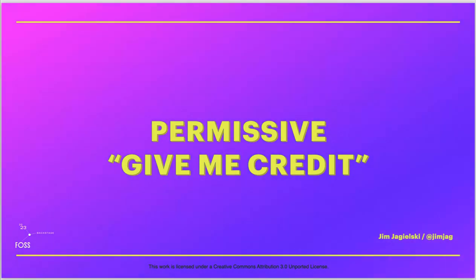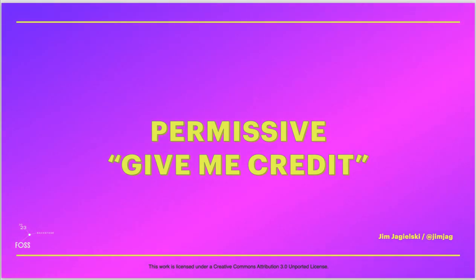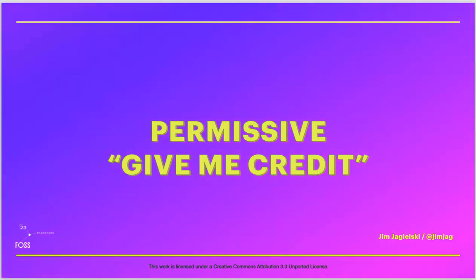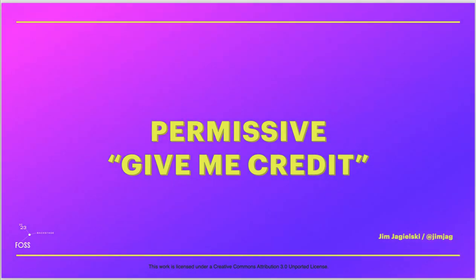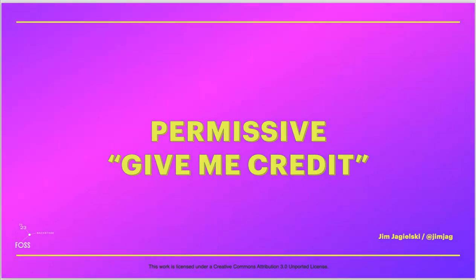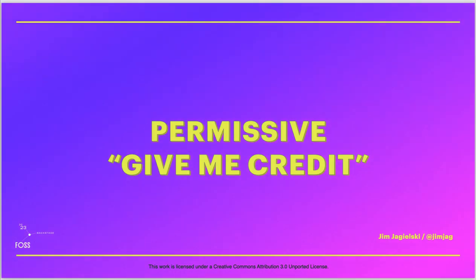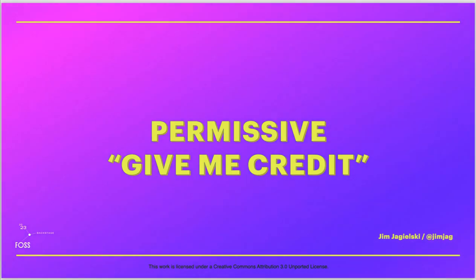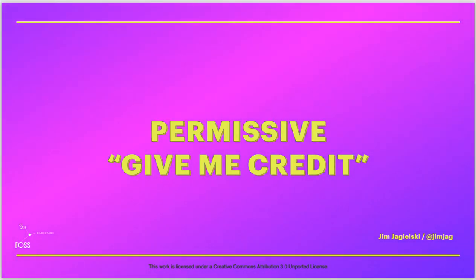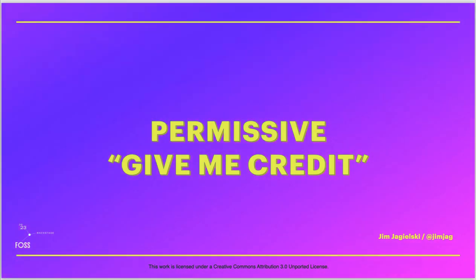Some of the best known permissive licenses out there are the BSD licenses, the MIT license, and of course the Apache License V2, ALV2. These are the least restrictive and most permissive out there. And these are very, very popular licenses for use by companies and organizations because they really don't have to worry all that much about any sort of legal compliance issues when they use these software projects which are under permissive licenses.